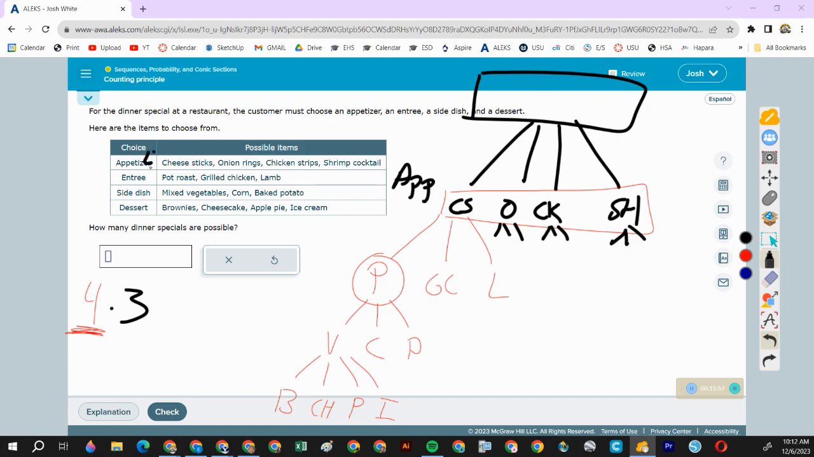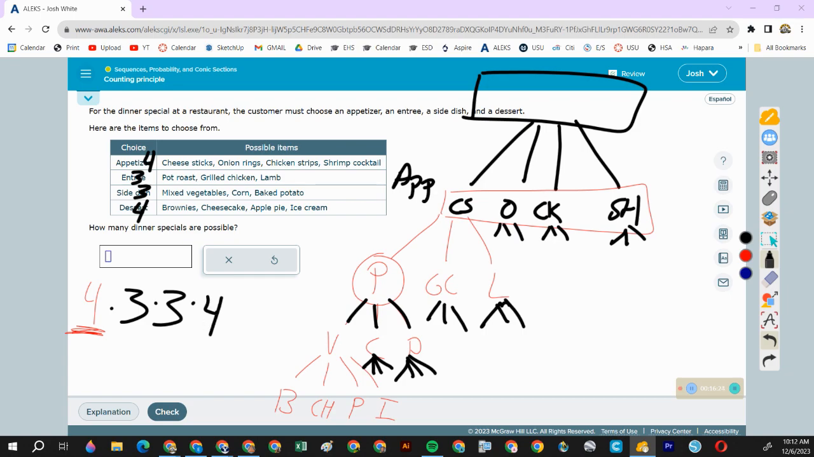Well, I have 4 of these, and 3 of these, and 3 of these, and 4 of those. So this entree gets split 3 ways. This entree gets split 3 ways. This entree gets split 3 ways. So I multiply by 3. And then when I get down to the last row, this is split 4 ways. This is split 4 ways. So we multiply by 4.